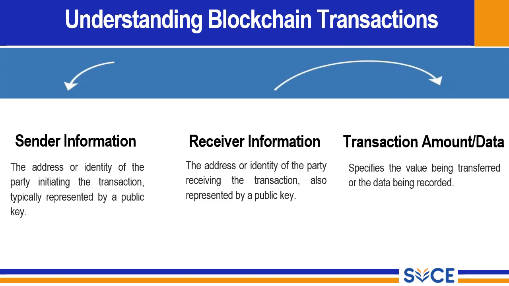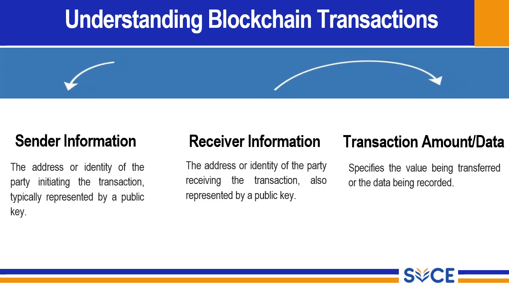To prevent fraud, blockchain networks use digital signatures. How does it work? The sender digitally signs the transaction using their private key. The blockchain network checks the sender's signature by using the sender's public key. If everything matches, the transaction is approved.